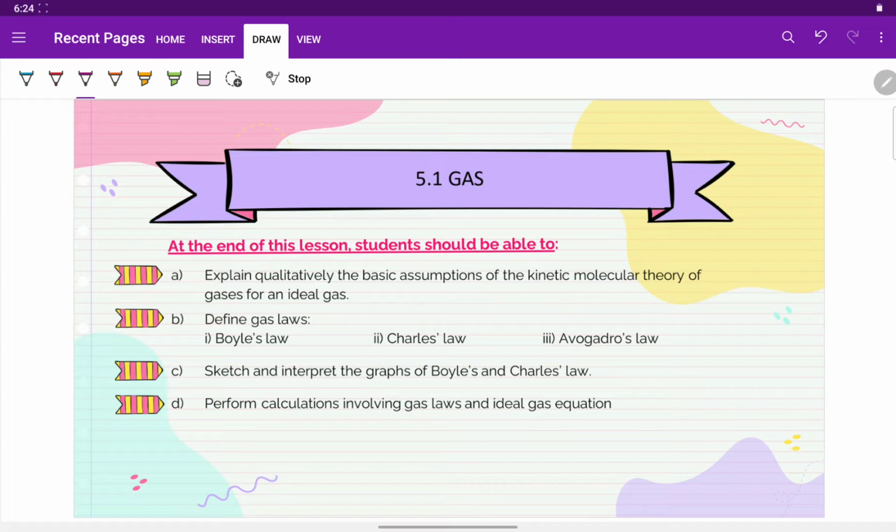This is a video for subtopic 5.1, Gas, and we're going to focus on this part, which is perform calculation involving gas laws and ideal gas equation. So let's start.